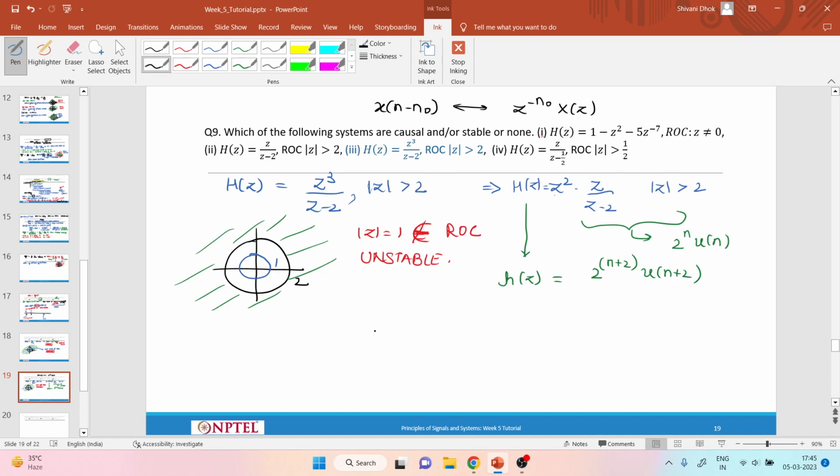Madam, I got confused here. It says small h of z and, sorry, h of n equal to, so I'm taking the inverse z transform.